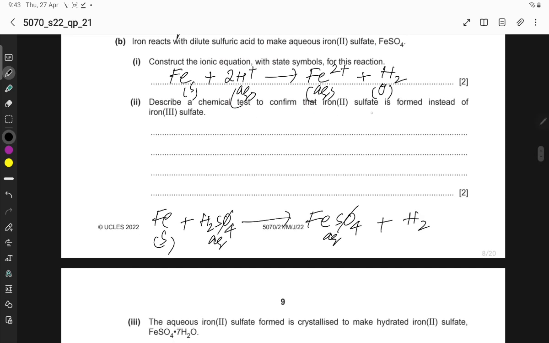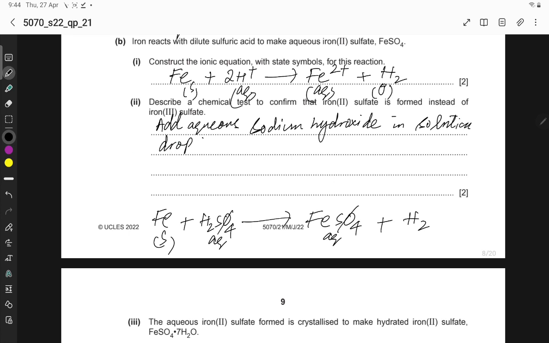So describe a chemical test to confirm that iron 2 sulfate is formed instead of iron 3 sulfate. Add aqueous sodium hydroxide in solution, drop by drop, and then excess.